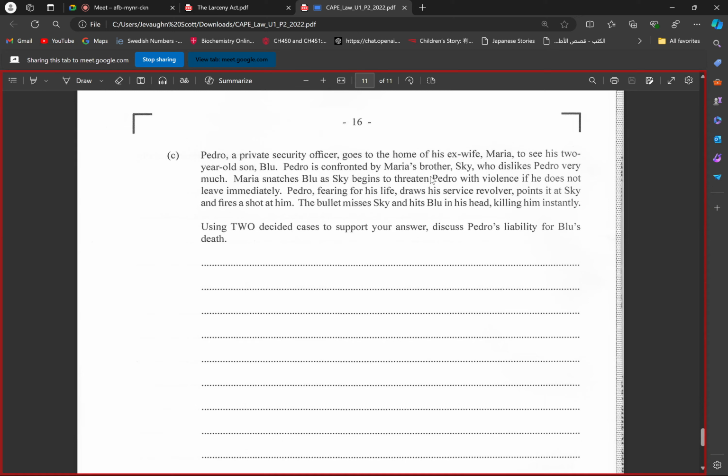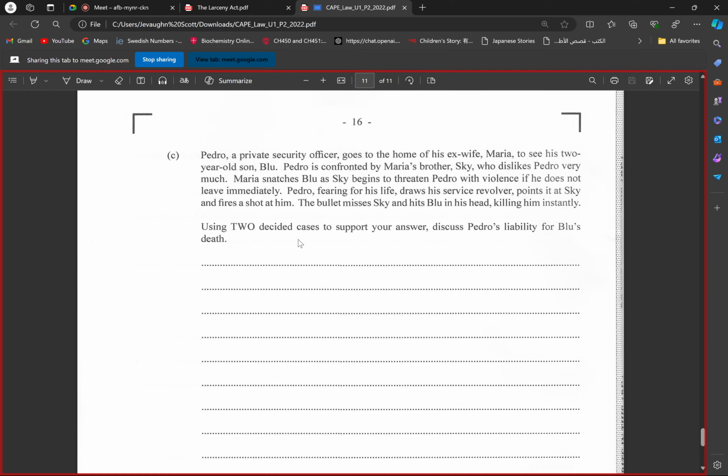Alright? And then Pedro is now threatened with violence, fearing for his life, that's where the assault comes in, and he draws his service revolver, right? Now we're deciding whether or not this is self-defense. We have to decide whether or not drawing this revolver is reasonable force. Is it reasonable force? Is it not?